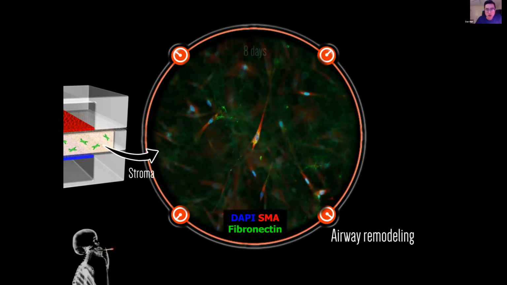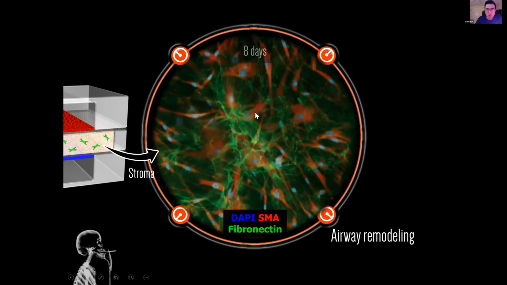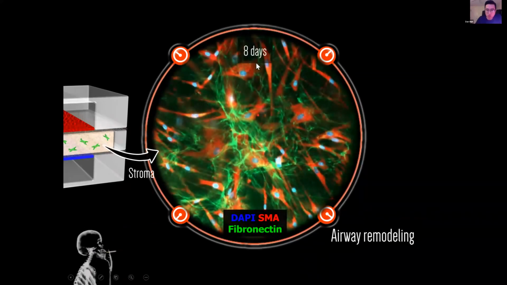We saw a dramatic increase in the number of cells and also changes in the morphology of the cells. They become more polygonal, which is a typical morphology of an activated myofibroblast, and they produce a lot of ECM. You can also see much more robust staining of ECM around these cells. So this is actually airway fibrosis we're modeling in this system.